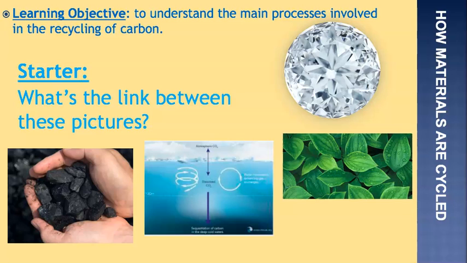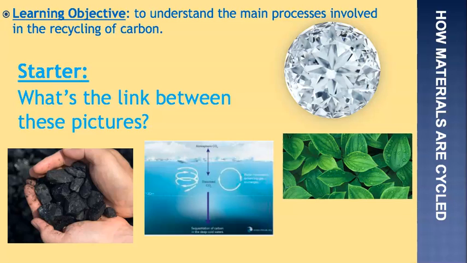Now, the link between these pictures is that they all contain carbon, which you've probably guessed by looking at our learning objective. So diamond is solely made of carbon. The way by which the carbon is put under high temperature and high pressure allows diamond, which is a precious stone, to be made. Leaves contain glucose. Glucose is a product of photosynthesis. Glucose has got the chemical formula C6H12O6, so they contain carbon as well.